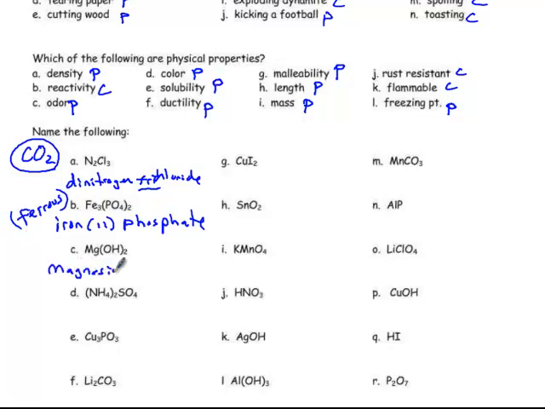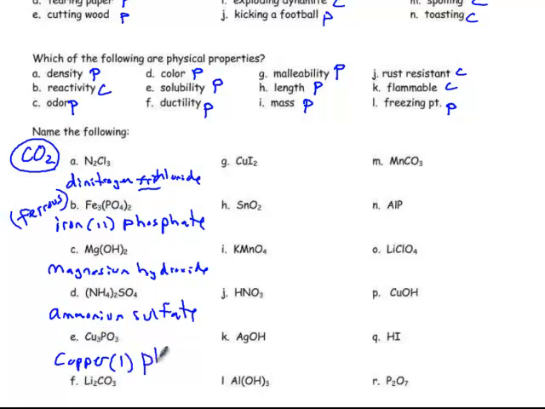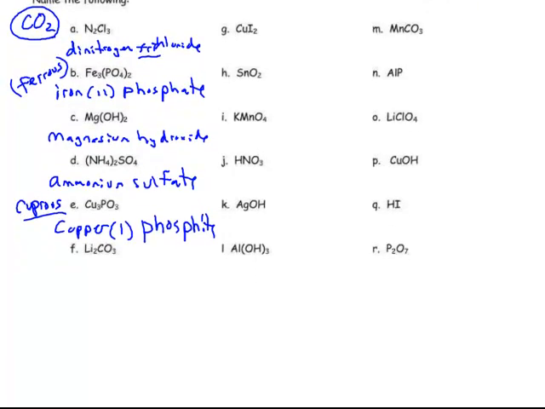Magnesium hydroxide. Ammonium sulfate. Copper. No, copper needs a Roman numeral. It would be a 1 in this case because there's nothing down here on the polyatomic ion, and that would be phosphite. And we could also name the lower charge of copper, remember, cuprous. Let me move this up. Lithium carbonate.